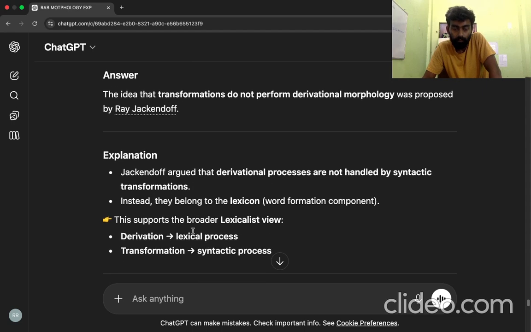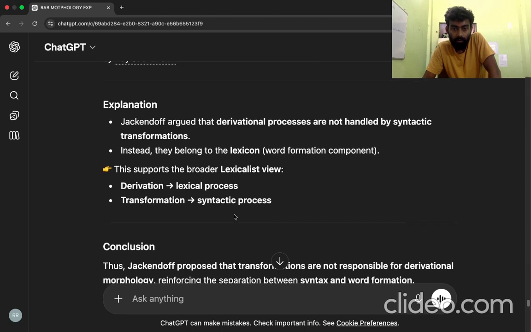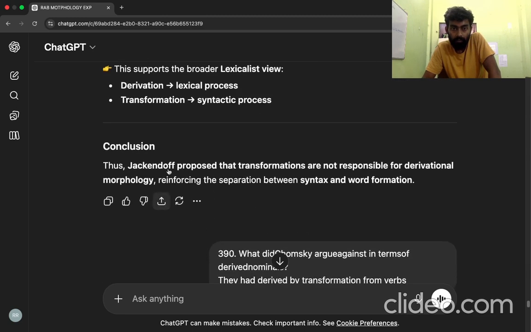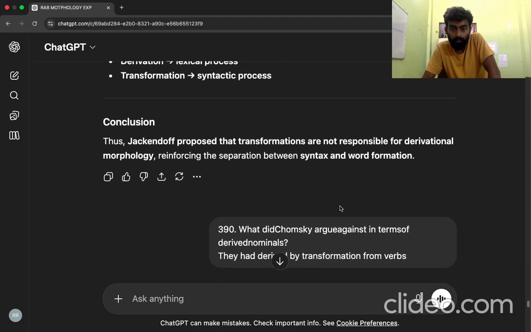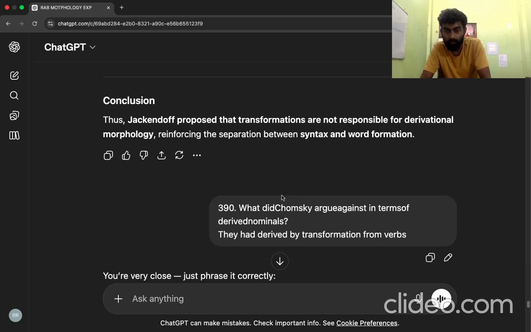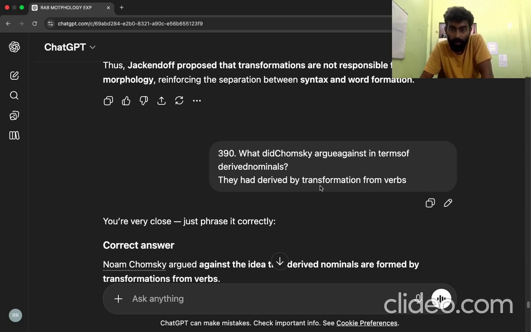This supports the broader lexicalist view. Derivation is a lexical process. Transformation is a syntactic process. Conclusion. Thus, Jackendoff proposed that transformations are not responsible for derivational morphology, reinforcing the separation between syntax and word formation. You're very close. Just phrase it correctly. Correct answer: what did Chomsky argue against in terms of derived nominals, that they are derived by transformations, not verbs?